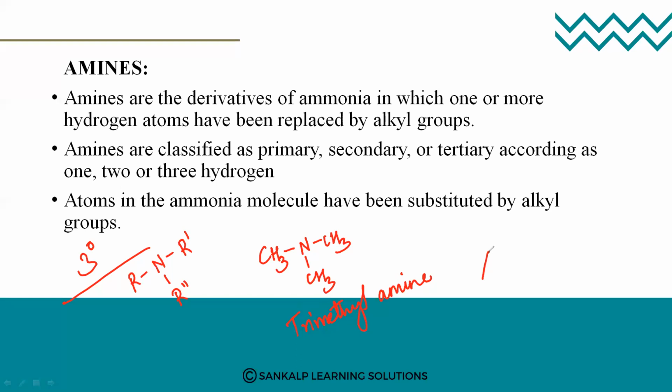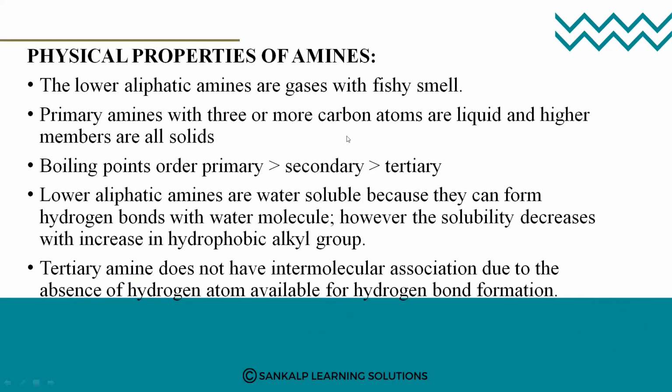Now we'll take an example for an aromatic tertiary amine. N with CH3 and CH3, so the name is dimethyl phenyl amine. So based upon the replaceable hydrogen atoms, it is classified as primary, secondary, or tertiary. The hydrogen atoms in the ammonia molecule can be substituted by alkyl groups or aryl groups. Accordingly, next we are going to see the physical properties of amines.